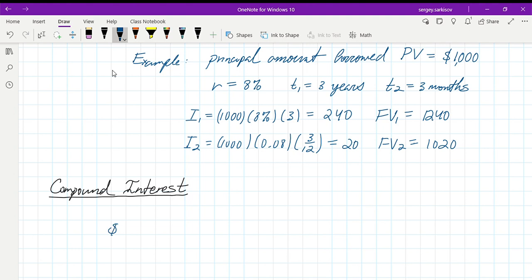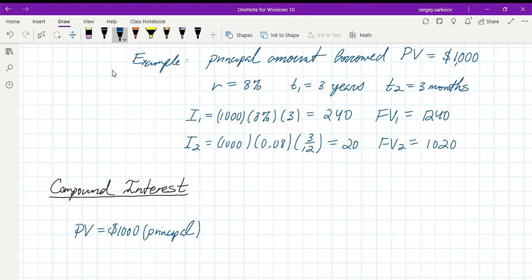Let's say we have $1,000 as our principal. So let's say we invest, or let somebody borrow, right? So anyway, this is present value, $1,000. It's kind of principal also. Principal is kind of what you begin with. That's a different kind of terminology. But present value is like what you have right now. So that's why it's the same here.